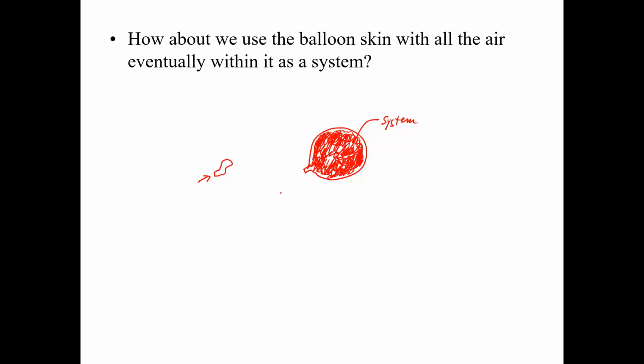Then if I ask you, where is this system at the initial state? At the beginning of the process when you inflate the balloon, then obviously the balloon skin is here, right? Then where is this chunk of air? The answer is very simple. This chunk of air most likely is in your lungs.